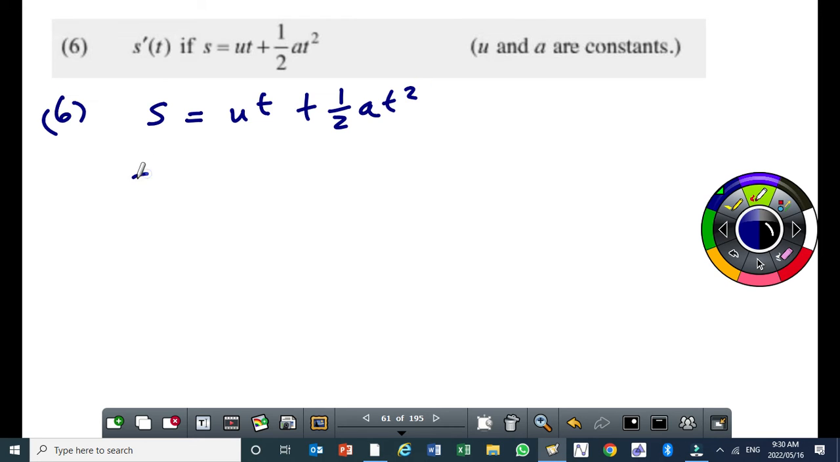Okay? So this will be s prime of t is equal to, now the first term is linear. The derivative of a linear is equal to the gradient. So this will be u, right? Then this is quadratic, so it will be 2 times a half, which is 1, times a, you get positive a. Then you subtract 1, you get that.